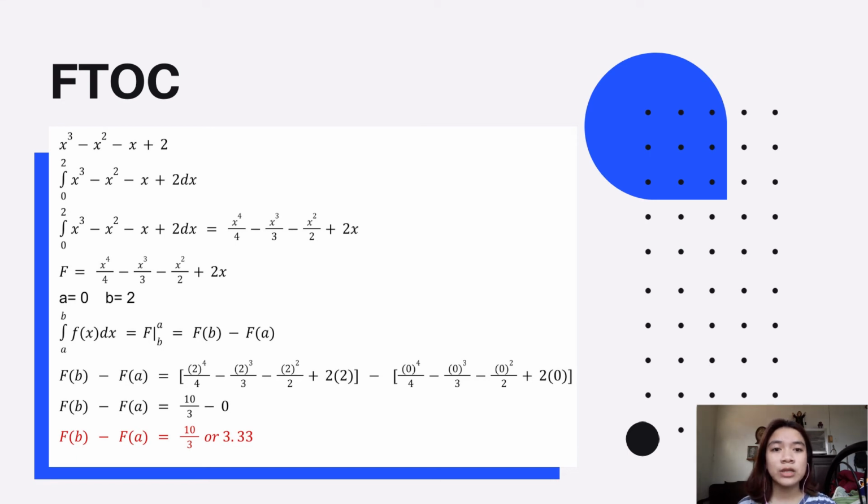Then, substitute it to the formula where a equals 0 and b equals 2, f of b minus f of a. It will be 2 raised to 4 over 4 minus 2 cubed over 3 minus 2 squared over 2 plus 2 times 2, minus 0 raised to 4 over 4 minus 0 cubed over 3 minus 0 squared over 2 plus 2 times 0. It will be 10 over 3 minus 0, and the answer is 10 over 3 or 3.33.